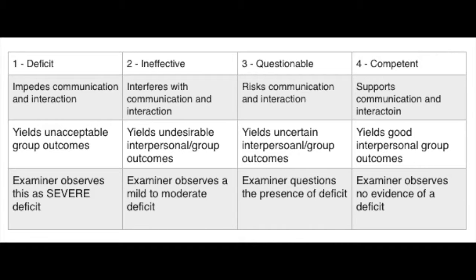3 would be a questionable score. A questionable performance places at-risk communication and interaction and yields uncertain interpersonal or group outcomes. The examiner questions the presence of deficit. 4 would be a competent score. A competent performance supports communications and interactions and yields good interpersonal or group outcomes. The examiner observes no evidence of a deficit.